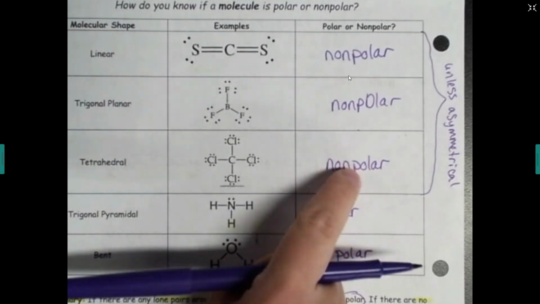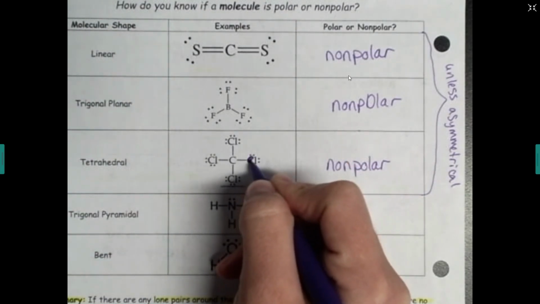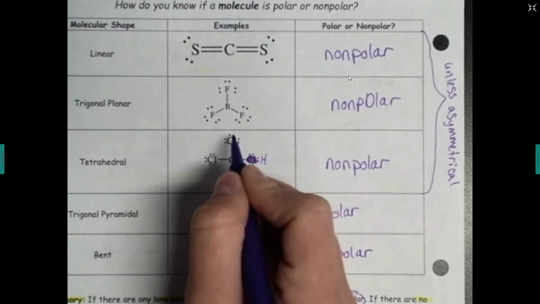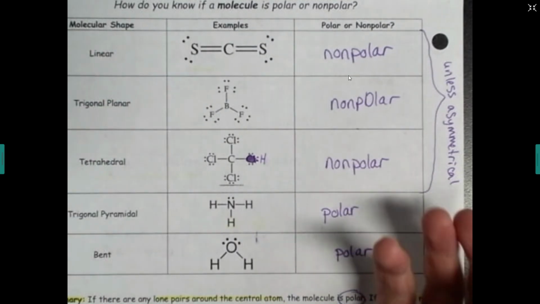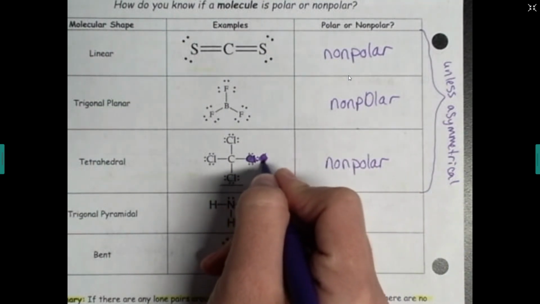And what I mean by that, asymmetrical, is like if this, instead of a chlorine, was suddenly like a hydrogen, just one of them. If it was like chlorine, chlorine, chlorine, hydrogen, that would no longer be symmetrical. That would then become polar. Okay? That's what I mean by that. Okay? All right. That's all I have for you guys.